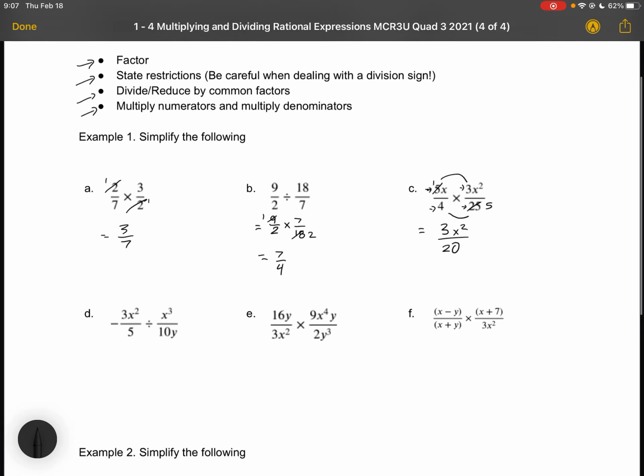Let's do an example of division. So first thing that I want to do is check and see if I can factor. I can't, which is fine. So then I'm going to move on to dividing or reducing by common factors and stating my restrictions. The first thing that I'm going to notice is right away I've got a y on the denominator. So that means that y can't equal 0. So then I'm going to go ahead, invert and multiply.